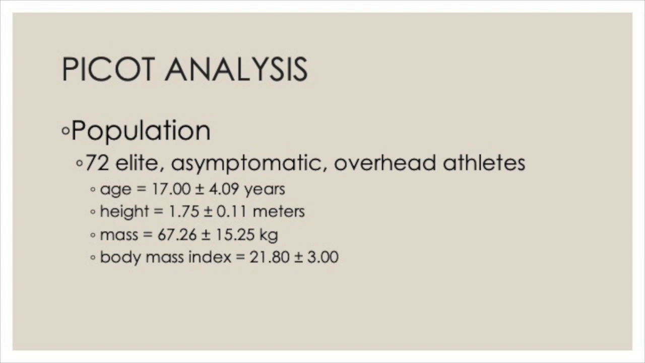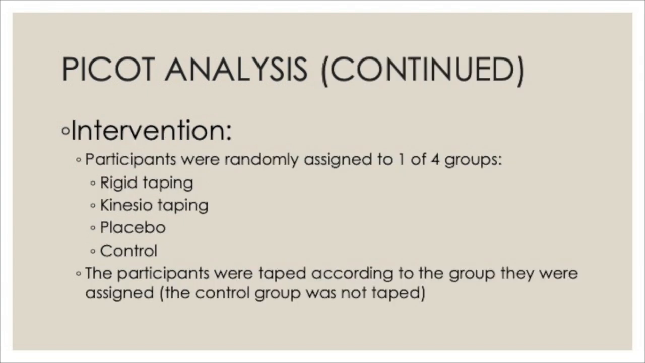The athletes are around 17 years of age, around 5'9", and around 150 pounds. Their body mass index was 21.8 with a standard deviation of plus or minus 3. The intervention they used was splitting the participants into 4 random groups. They used rigid taping, kinesiotape, a placebo tape, and a control group with no tape. The participants were taped according to the group they were assigned, and the control group was not taped at all.